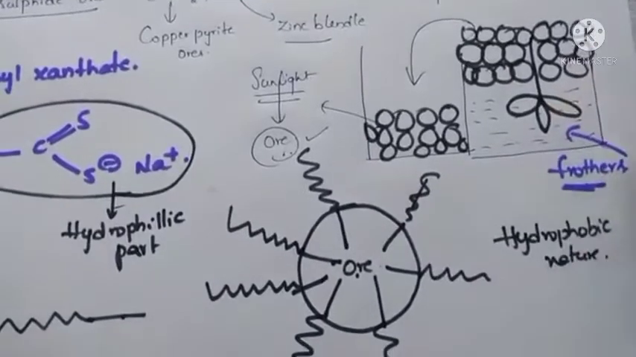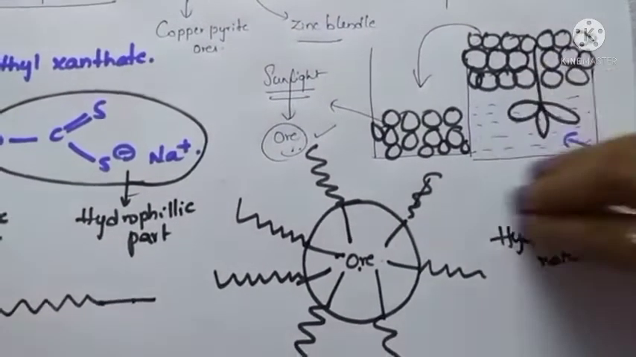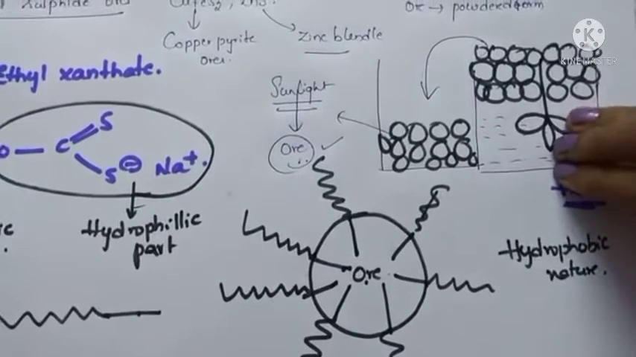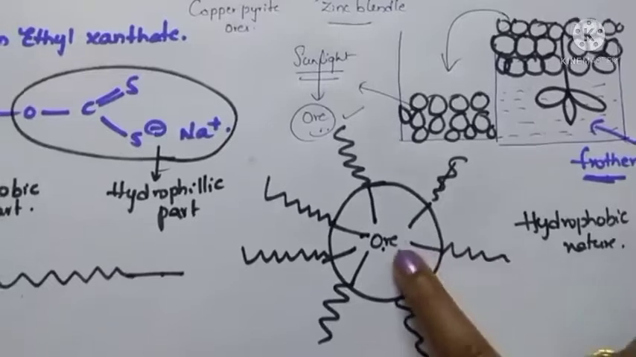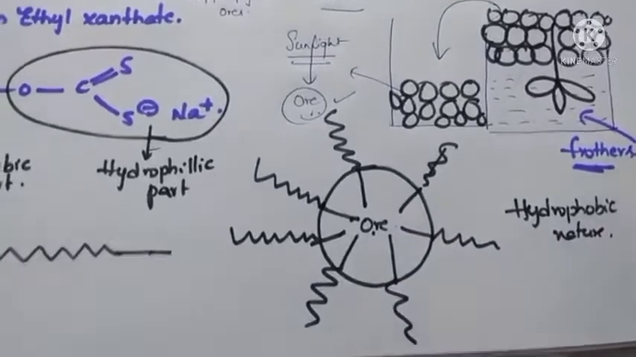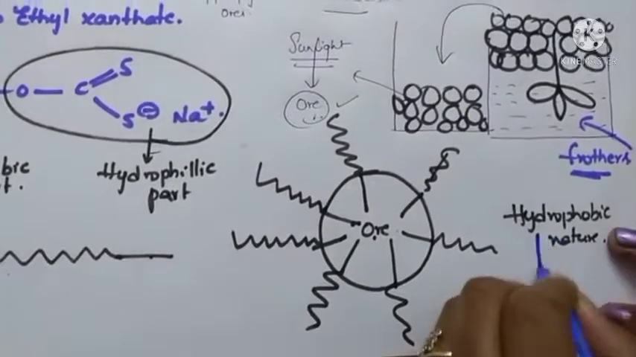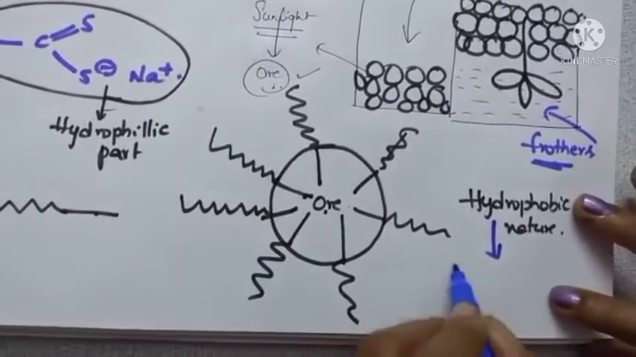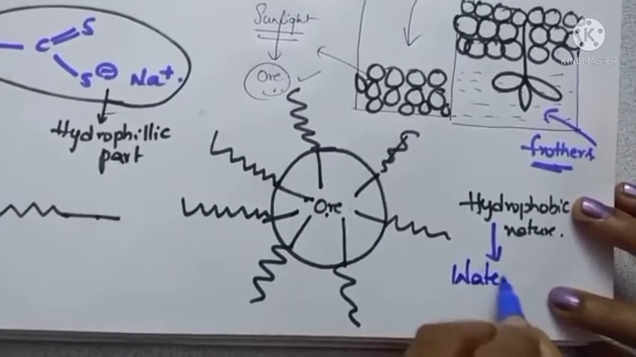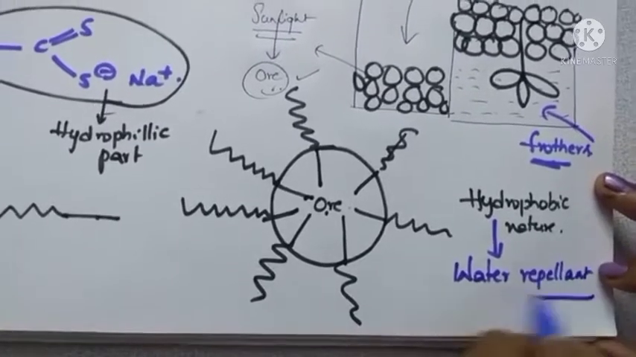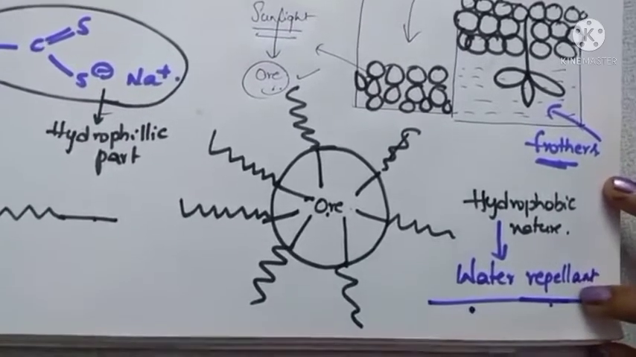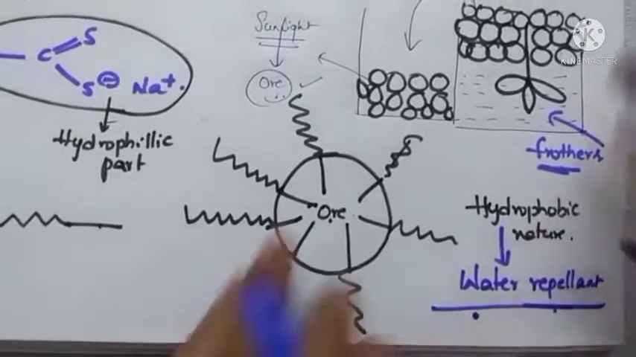Before we took the ore into a solution, means ore is dissolved in the water, so that ore is soluble in water. But now we are making the ore as a hydrophobic one. Hydrophobic one means it is insoluble in water. We are making the ore as water repellent. By using what? By using surfactants or collectors, we are making the ore as water repellent.